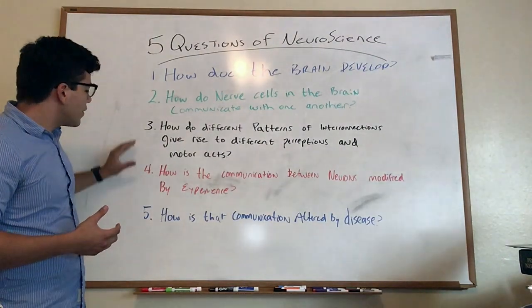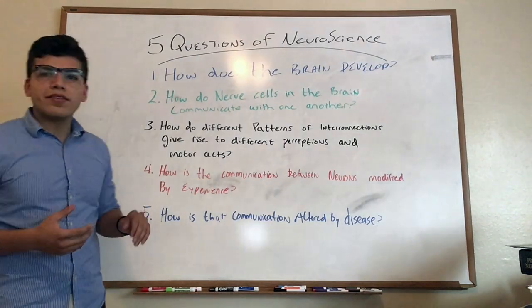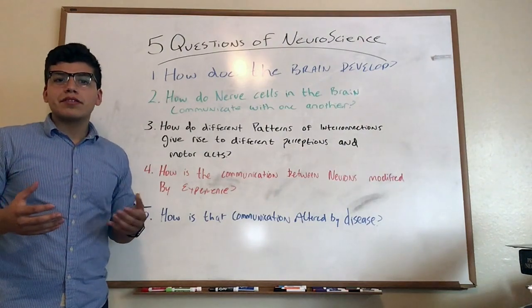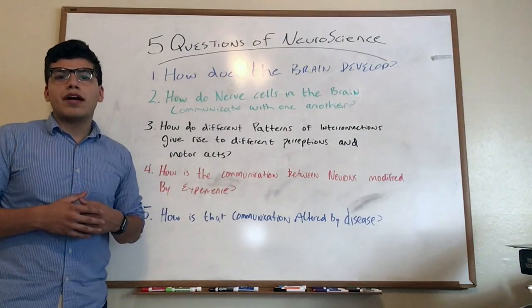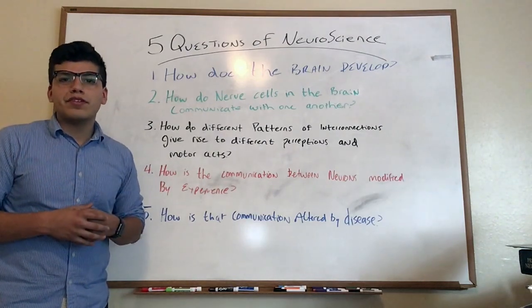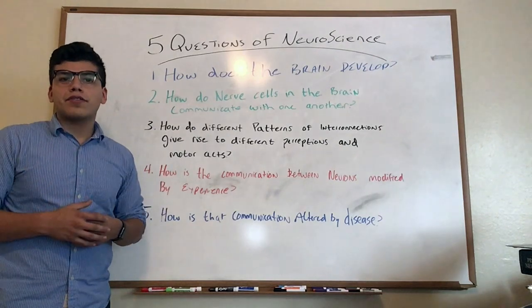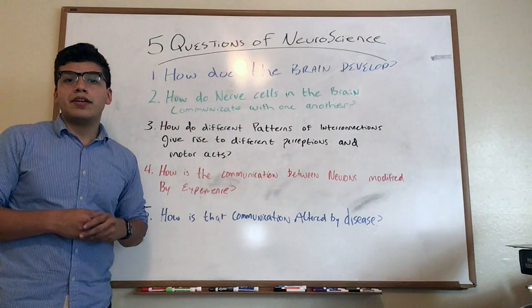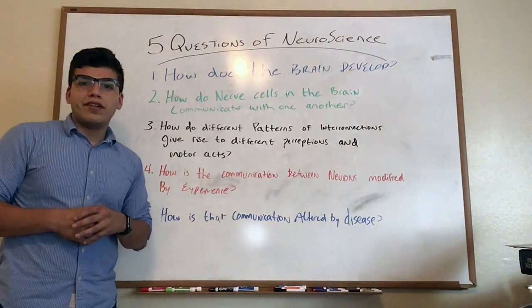And so the fourth question is, how is the communication between neurons modified by experience? So experience, just our day-to-day living. The brain is being inundated with stimuli. And so how does the experience that we go through modify the conversations between different interconnections in the brain? And then finally, how is that communication altered by disease?